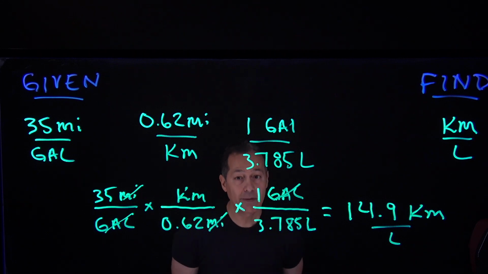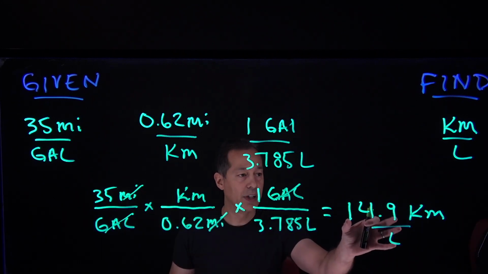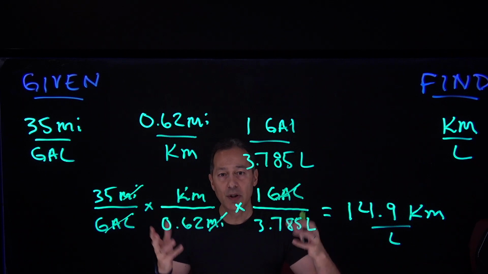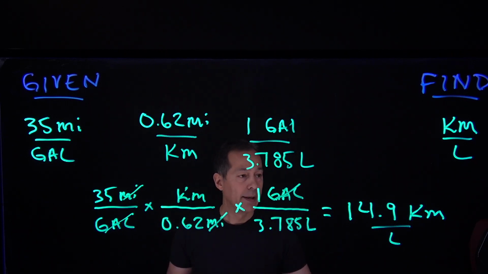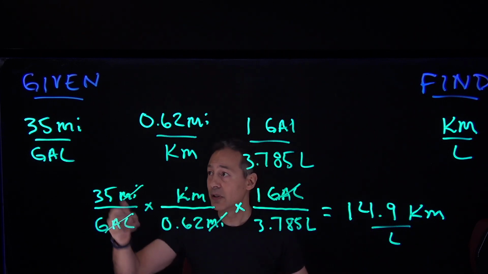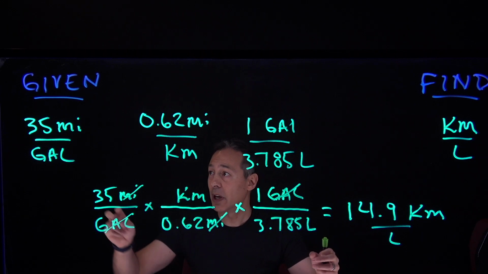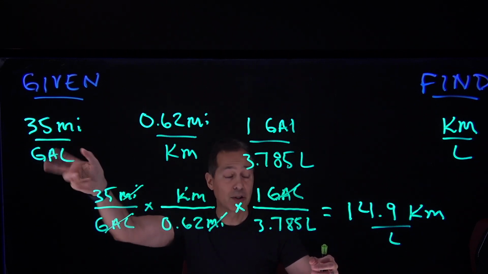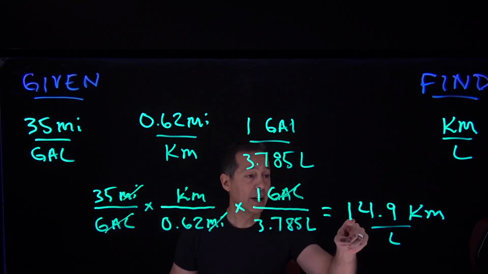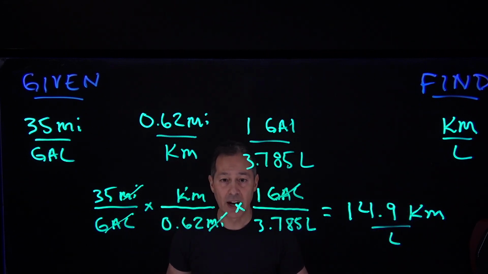And that gets us to rule number 5. Rule number 5 tells us that however many digits we had over here in our given that we started with, we want to have something close to that over here. This has to do with significant figures. Now, 14.9 is pretty close. That's 3 digits, and this is 2 digits. Pretty close. If I wanted to round this to 2 digits, so I had the same number of digits as I started with, then I could say that I have 15 kilometers per liter. So that's rule number 5.